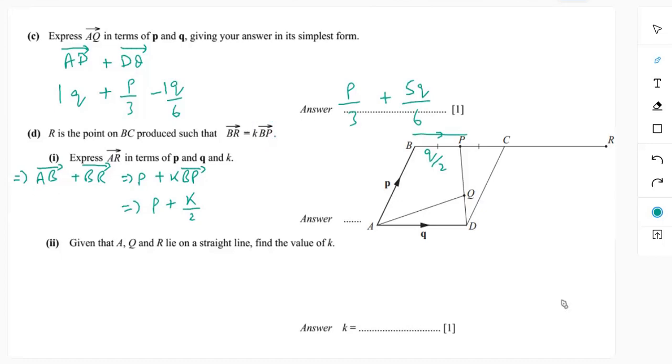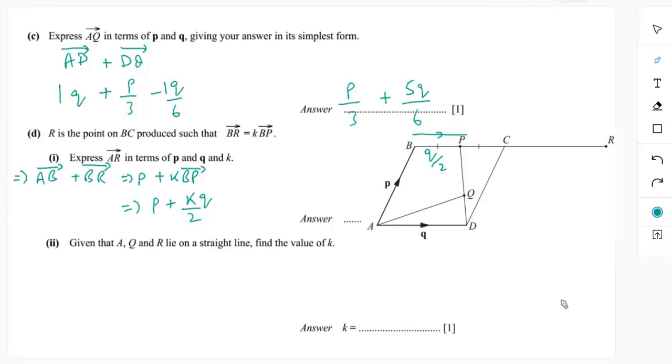We've got AB plus BR, right? AB and BR. AB we have as P. What will BR be? BR is just K times BP, right? K into BP. So in place of BP, we know BP is Q over 2. That's just K over 2, K into Q over 2. That's what you have. Exactly. So P plus KQ over 2. That's what you get.